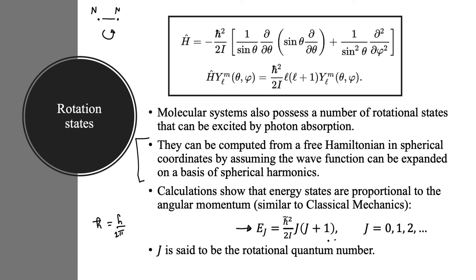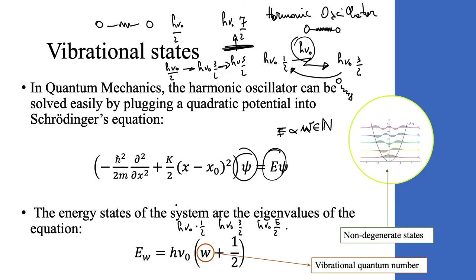times this factor here, j times j plus 1, where j now is an integer number, 0, 1, 2, etc. So the ground state, in this case, has Ej equal to 0, meaning that this molecule is not rotating. And this is in stark contrast with the case where W equals 0, where you still had some energy. So even at the very ground state, your oscillator is vibrating. Why is that? Well, we don't want to get into that.